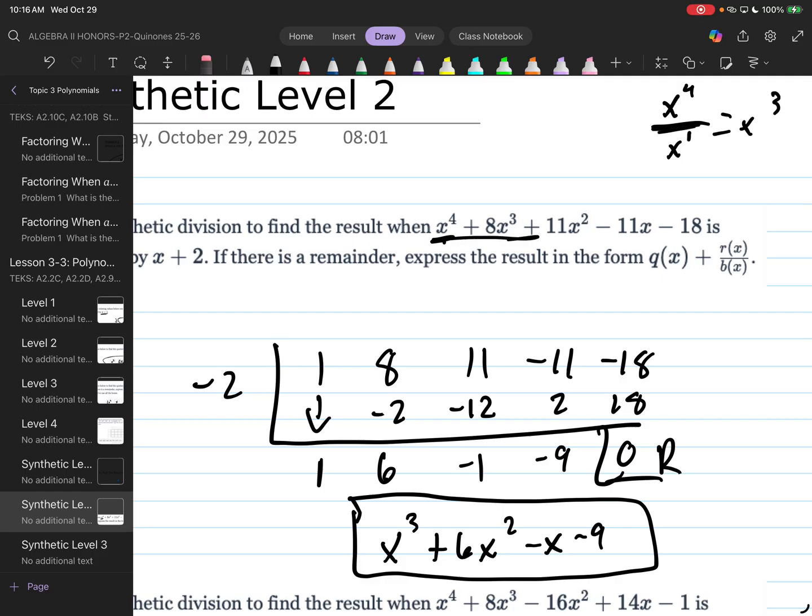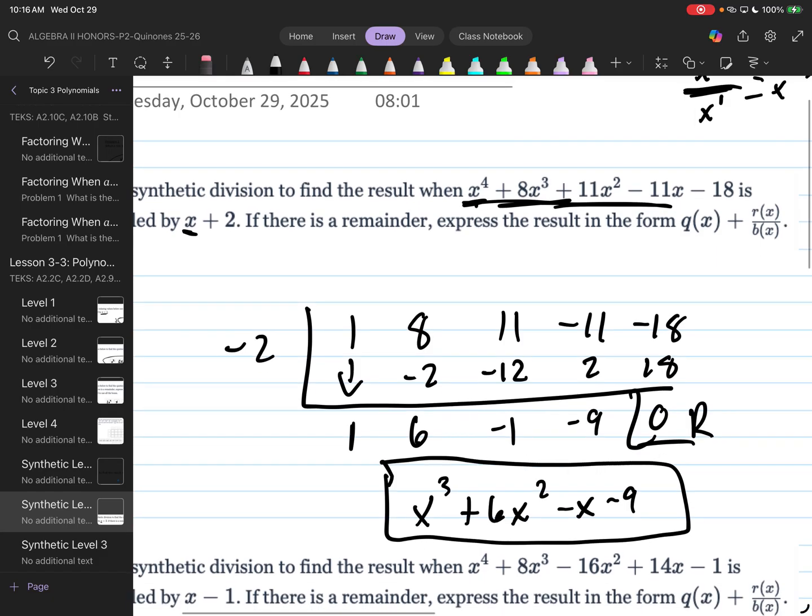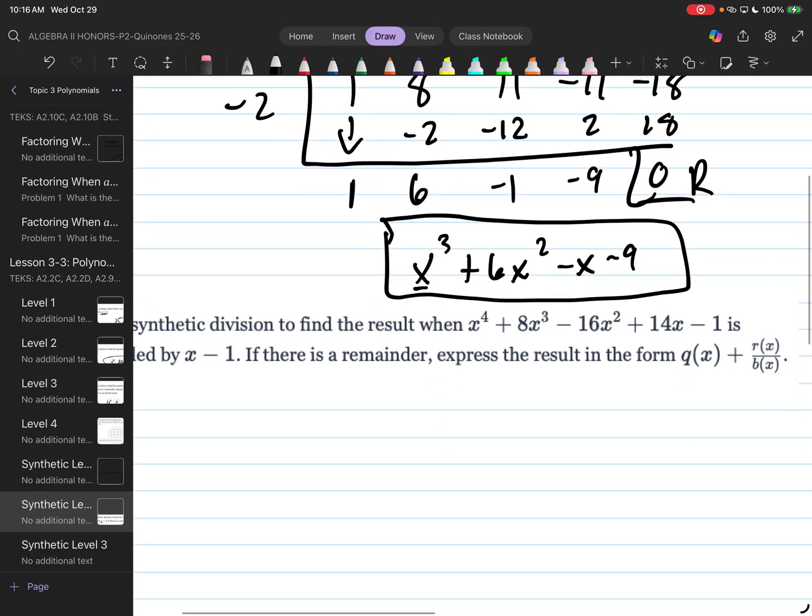That's exactly what we're doing here, right? We're dividing this x with x to the 4. My result should be one less than the highest term. Does that answer your question? Fantastic. Can I answer any other questions? Beautiful.